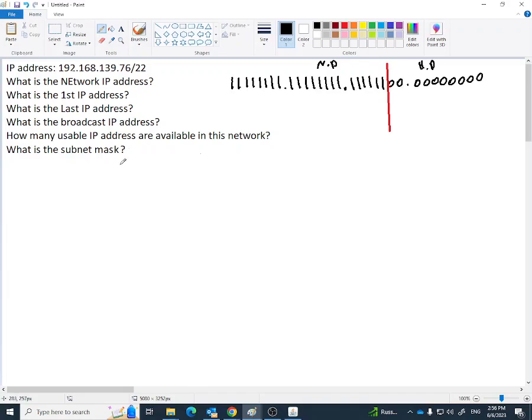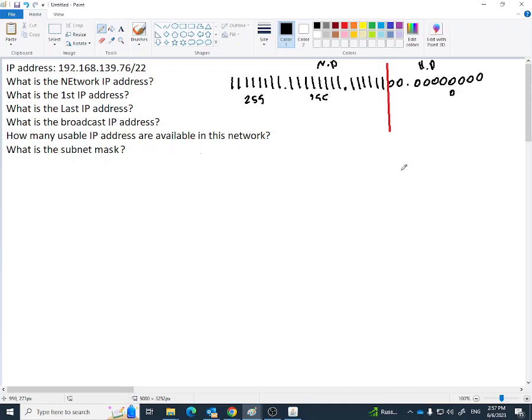Let's start with the subnet mask. Now the subnet mask is simply going to be 255, 255, and those are 6 ones followed by 2 zeros. And this is all 0. So this is going to be 0. This is going to be 255. This is going to be 255.